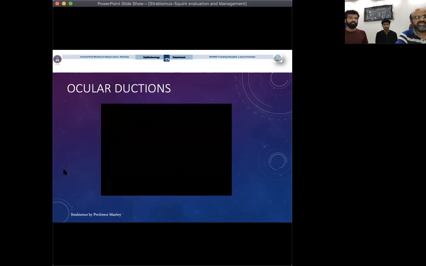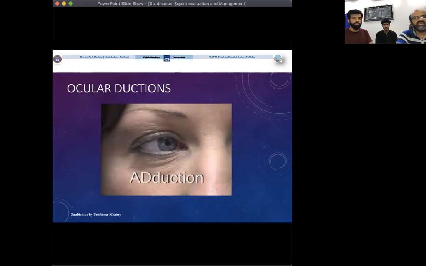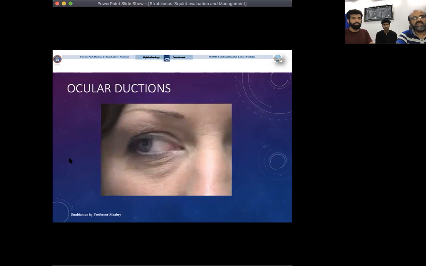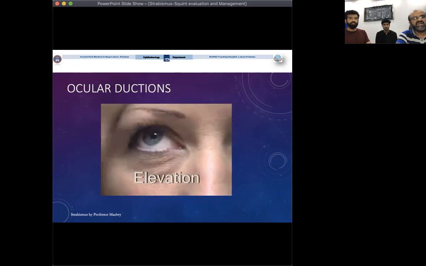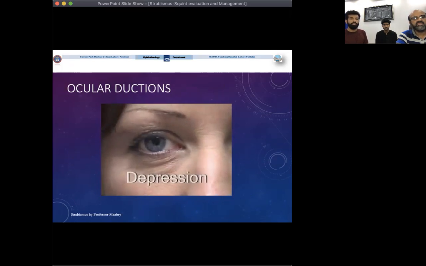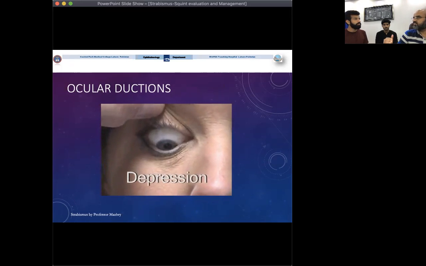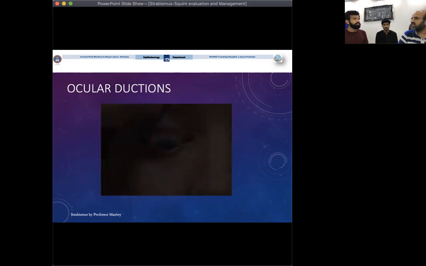So these are the ductions, in which a single eye is checked. The other eye is not included; you are not focusing on that. That's important. Horizontal: abduction, adduction; then elevation and depression. And for elevation and depression, you can check both the nasal side and the temporal side.